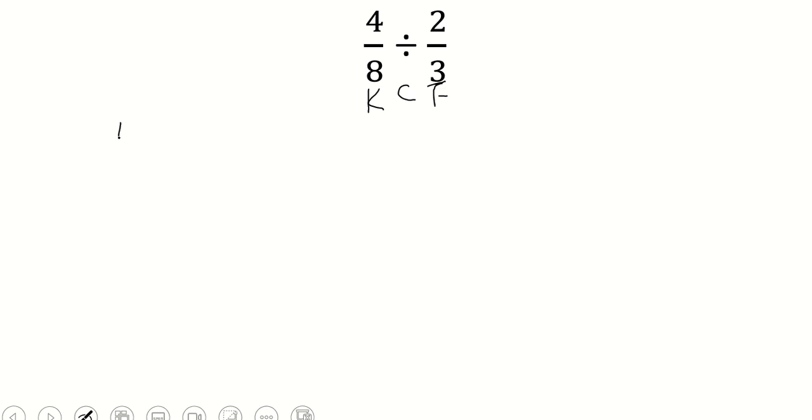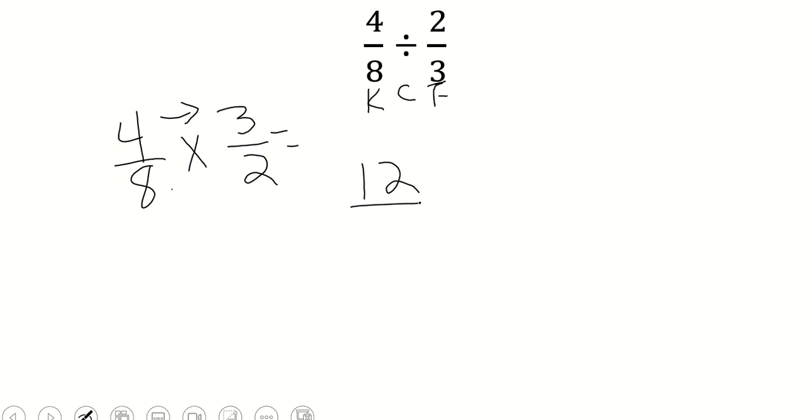So I keep my first fraction, change my division to multiply, and flip my second fraction. And although I'm saying flip that fraction, that's actually called the reciprocal. So what we're doing is multiplying by the reciprocal of 2/3. All right, multiply straight across. 4 times 3 is 12. And 8 times 2 is 16.